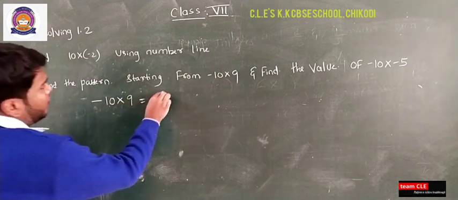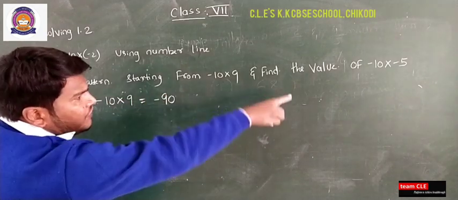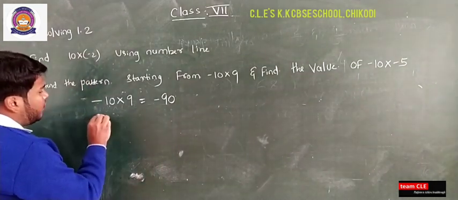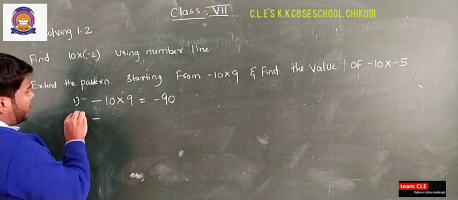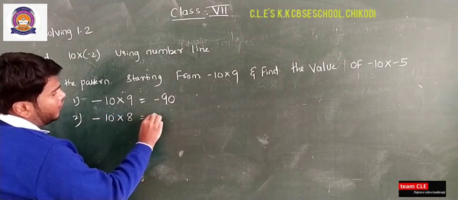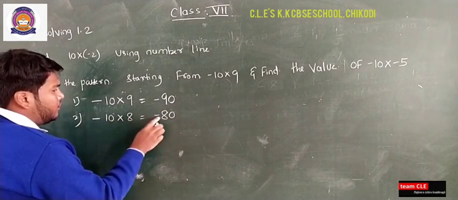So 10 nines are 90. Minus into plus is minus. You have to extend the pattern up to minus 10 into minus 5. So I go on writing, that is the first one I write this. Second one, minus 10 into 8. It is minus 80. 10 eights are 80 and minus into plus is minus.